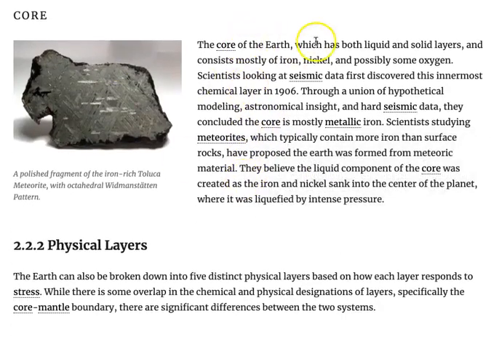Core. The core of the Earth, which has both liquid and solid layers, consists mostly of iron and nickel, and possibly some oxygen. Scientists looking at seismic data first discovered this innermost chemical layer in 1906. Through a union of hypothetical modeling, astronomical insight, and hard seismic data, they concluded the core is mostly metallic iron.